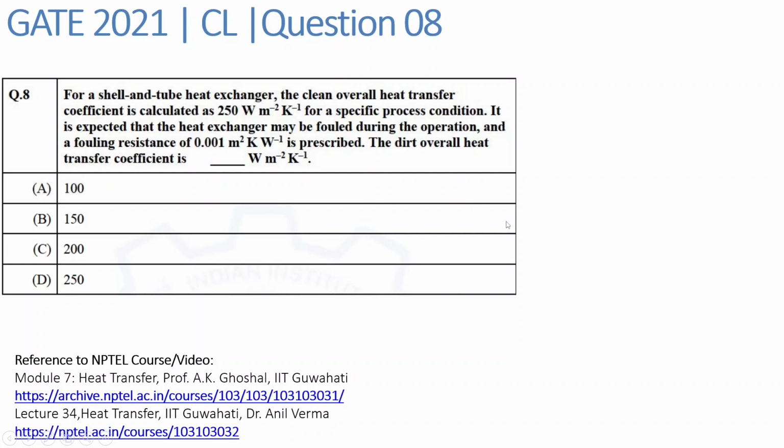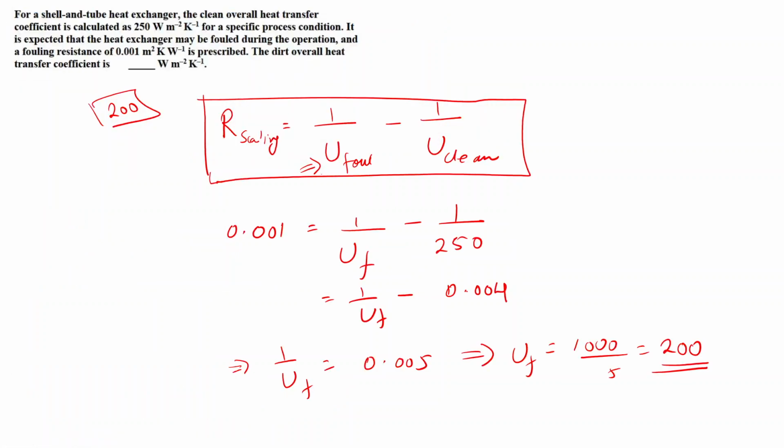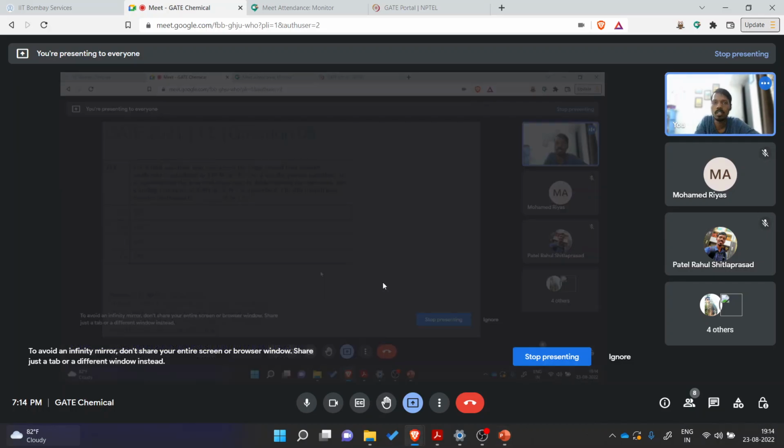In the second question, we have been given a shell and tube heat exchanger and a clean overall heat transfer coefficient, and it is expected that the heat exchanger may be fouled during the operation, and a fouling resistance of 0.01 meter square Kelvin per watt is prescribed. So we have to find the overall heat transfer coefficient when the heat exchanger is dirty. Let's look at the video solution of this question.